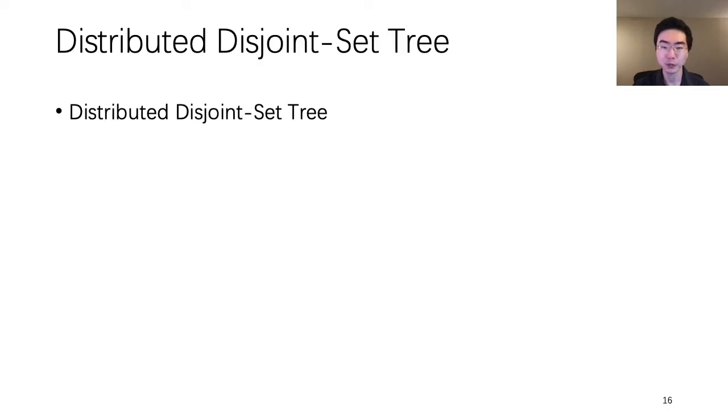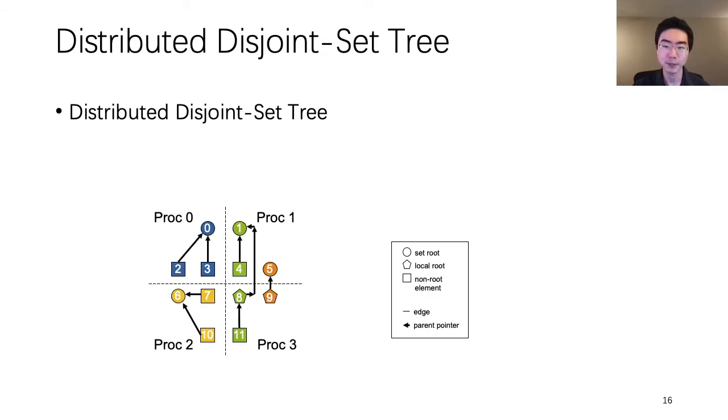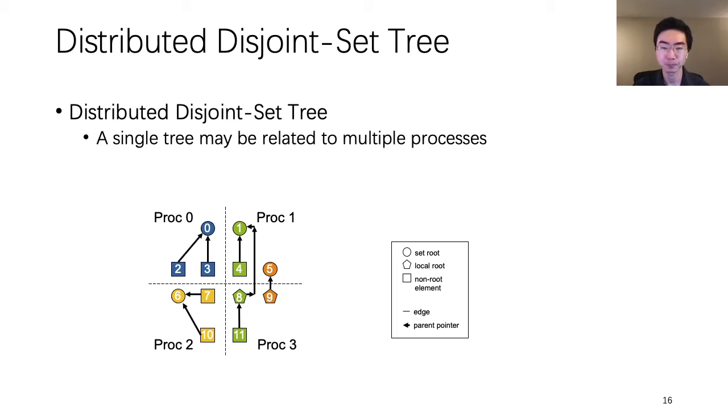The data structure for distributed union find is named distributed disjoint set tree. For example, in the figure, disjoint set trees are distributed among 4 processes. Even a single tree may be related to multiple processes. For example, the green tree in the right figure is distributed over process 1 and process 3.